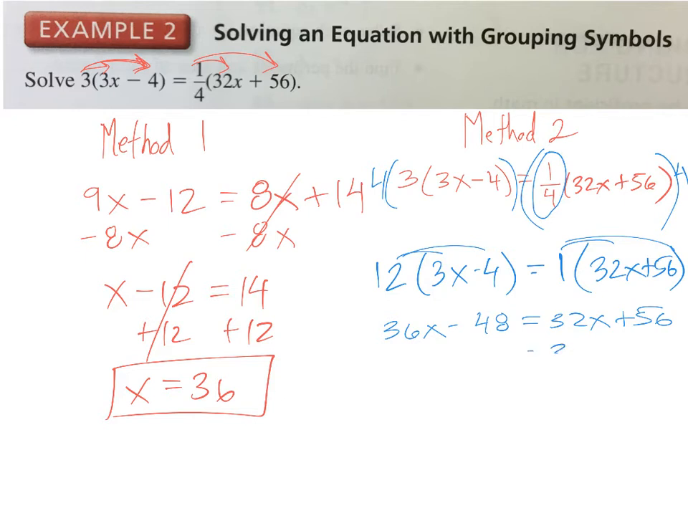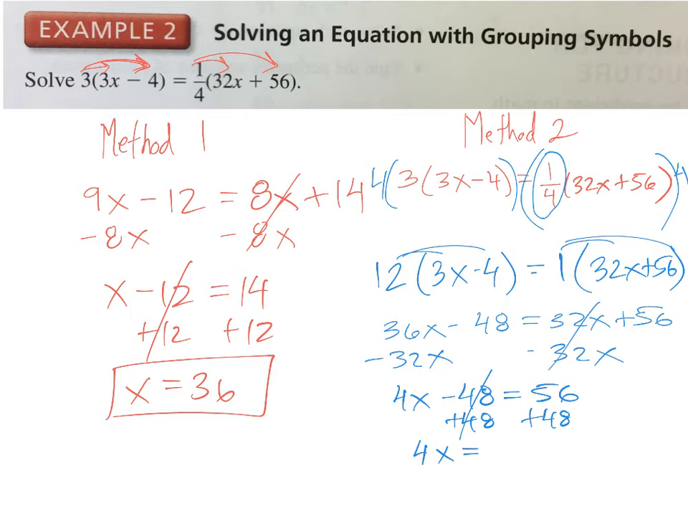So same deal though. I'm going to subtract 32x. And I get 4x. And here I'll add 48. So I get 4x is equal to, what is this? 104. And I divide by 4. And I get x is equal to 26.